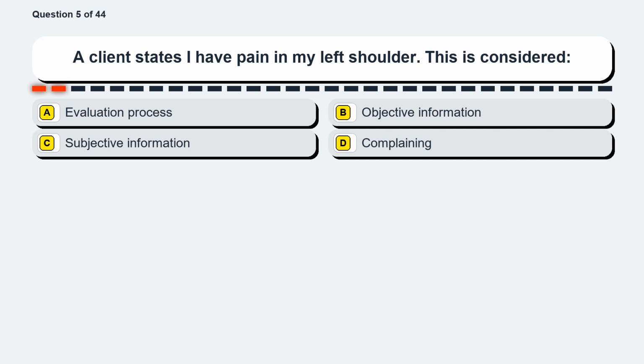Question 5. A client states, "I have pain in my left shoulder." This is considered option A, evaluation process. Option B, objective information. Option C, subjective information. Option D, complaining.